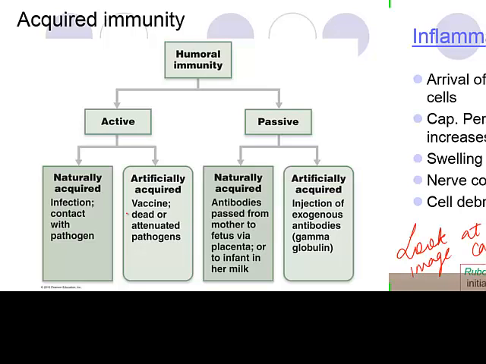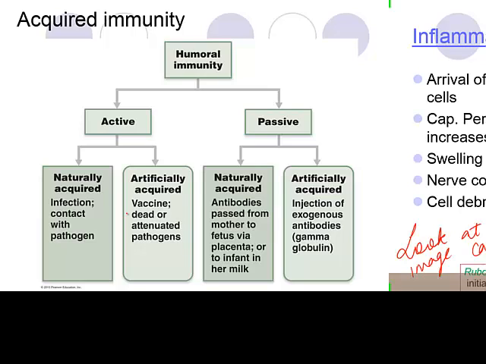Okay. So that is active natural and active artificial. Let's look at passive. Passive is where you introduce antibodies. You give ready-made antibodies to the person. This also could be naturally acquired, and one good example is a fetus getting antibodies from the mother through the umbilical cord and the placenta, or through breast milk.